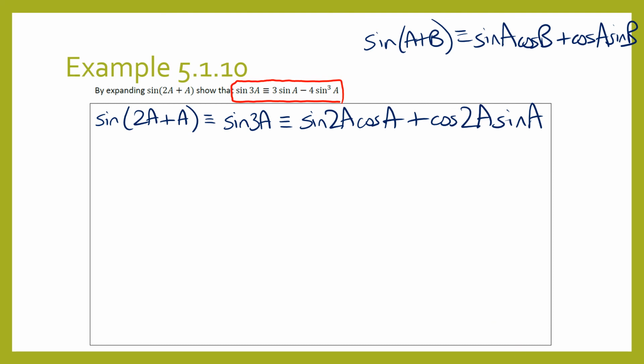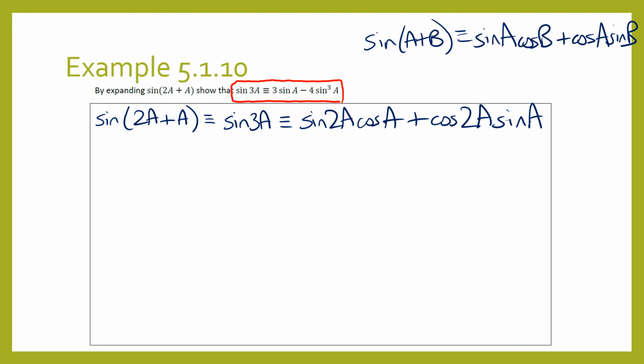Now take a look at what we're trying to achieve. We're trying to achieve 3 sine a take away 4 sine cubed a. Notice the angles here are both just a. So we want to get rid of any occurrences of 2a. That was a bad word to use. We also want to get rid of any cosines as well. So quite a bit to do still.